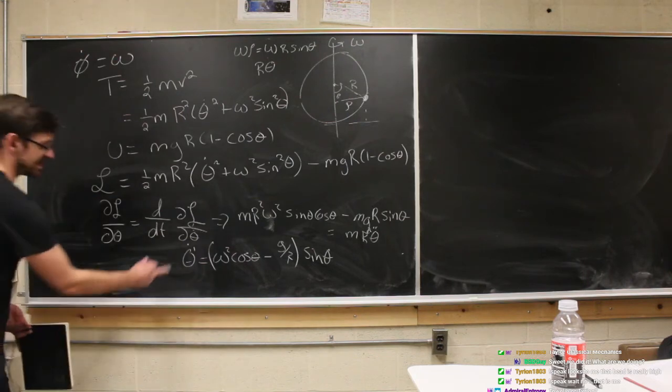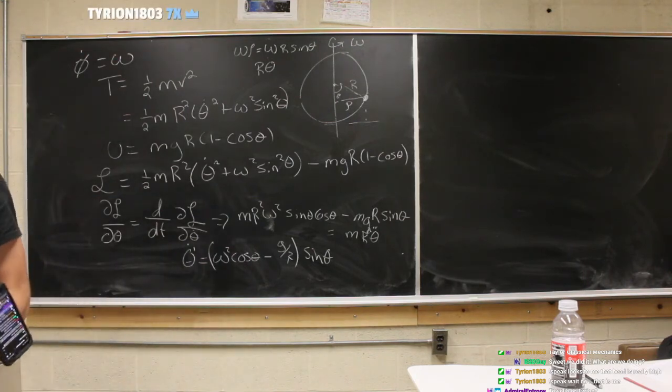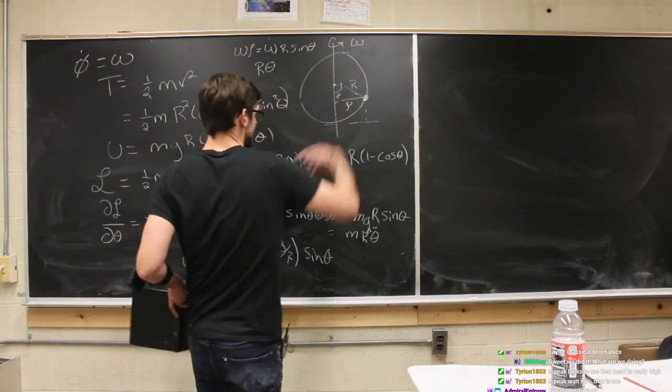Okay, so we want this theta double dot to be equal to 0. That way there's no acceleration in this direction, and it stays stationary.